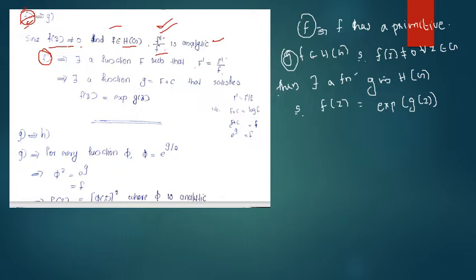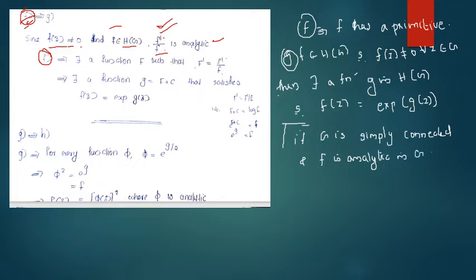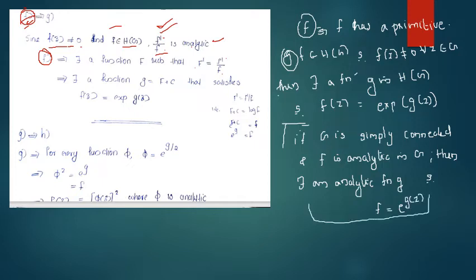So we can explain it. We have a theorem that if G is simply connected and f is analytic in G, then there exists an analytic function g such that f can be written as e raised to g of z, that is exponential of g of z. This is our result.